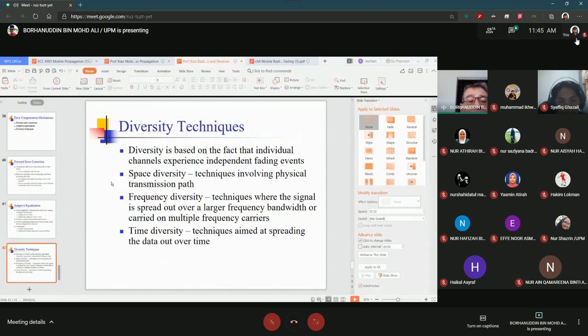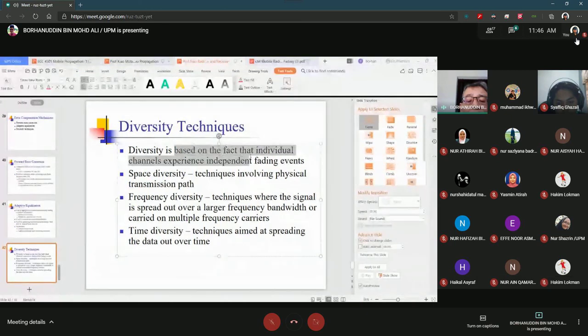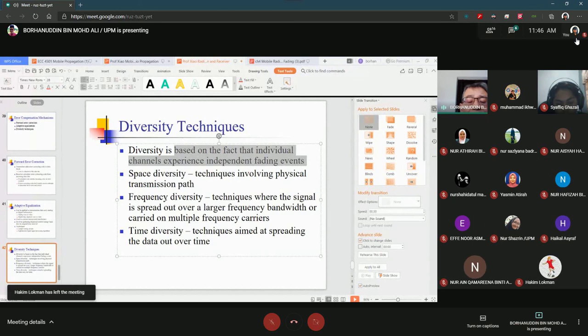Diversity means we use different parameters to send multiple copies of the signal. It's based on the fact that individual channels experience individual fading events. So when we send our signal from transmitter to receiver, it experiences different channels due to different blocks that they go through. Some of them may experience poor channel fading events.